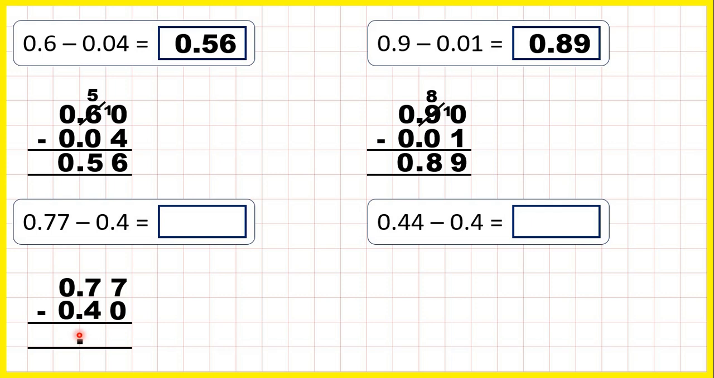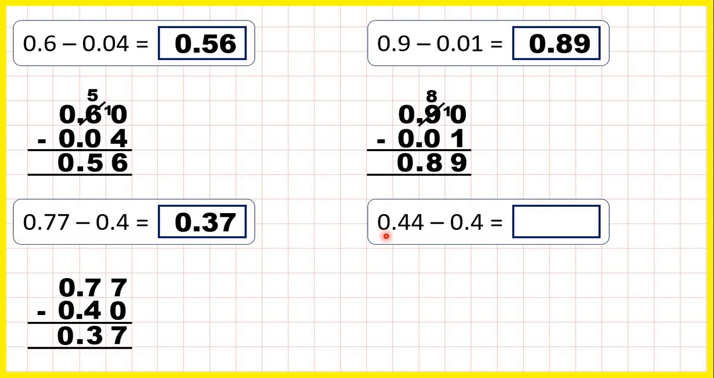We can copy the decimal point down into our answer, and now 7 minus 0 is 7, 7 minus 4 is 3, and 0 minus 0 is 0. So we get 0.37 as our answer.